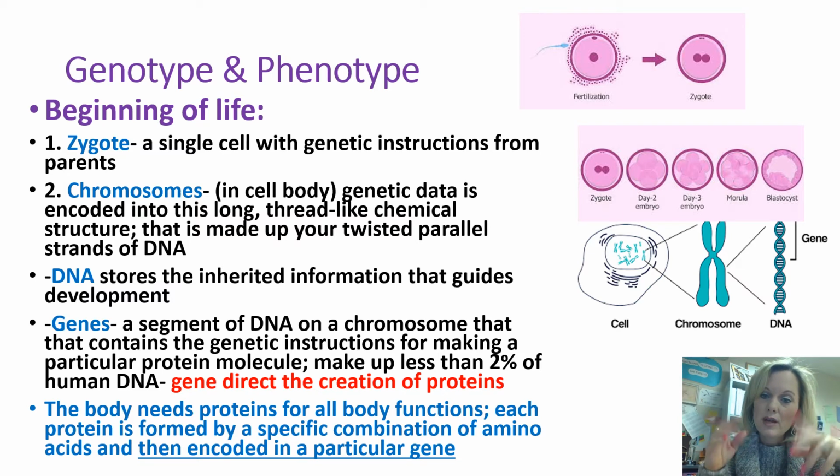So each chromosome has a different set of genes on it, okay? And we have 23 pairs of those. And then when they're put together by the parents, and then you, we're going to have some that are going to be recessive and some that are going to be dominant. Now, one important thing about genes is that they contain the genetic instructions, and they make up all the protein molecules. And all that creation of proteins is going to create body tissue, which is going to create body functions.